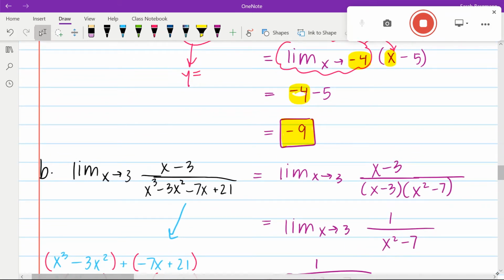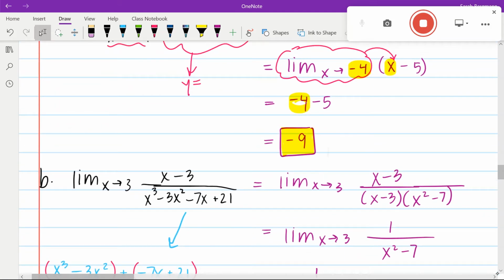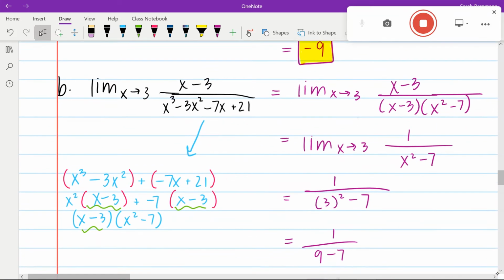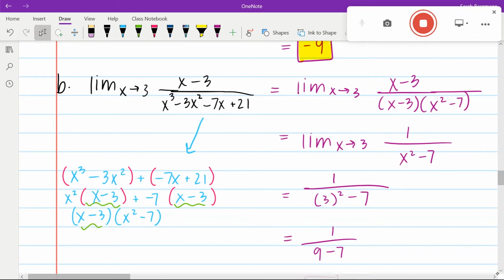Okay, this one is a similar problem where we had to factor it. I just wanted to go over this one because I think we might need to go over this factoring. So for this one, we obviously need to factor out the denominator because the numerator doesn't even factor. And the reason I know I have to factor is because if I tried plugging in 3, I'm going to get 0 over 0, an indeterminate form.